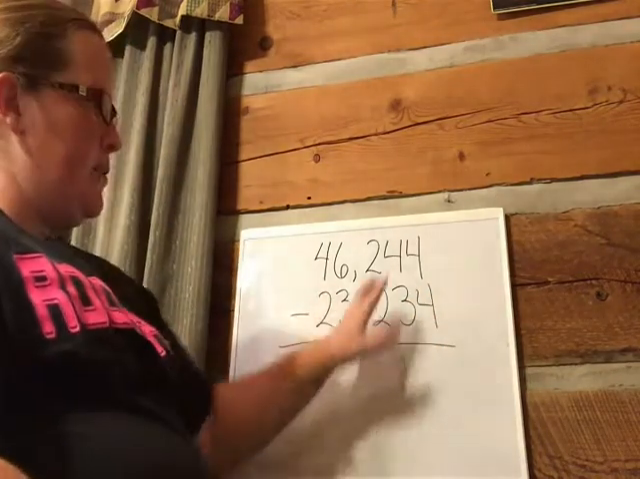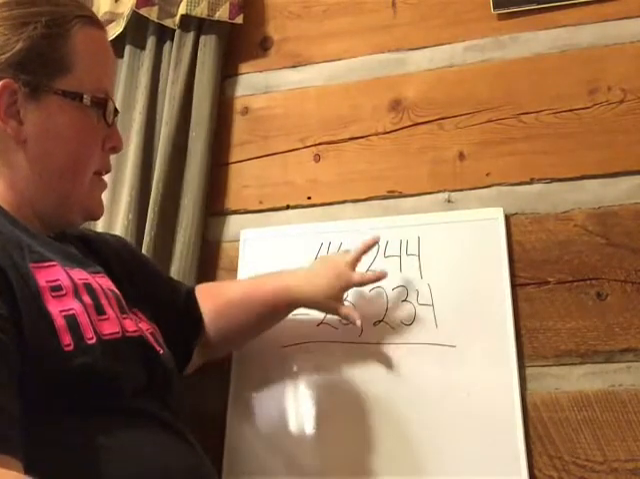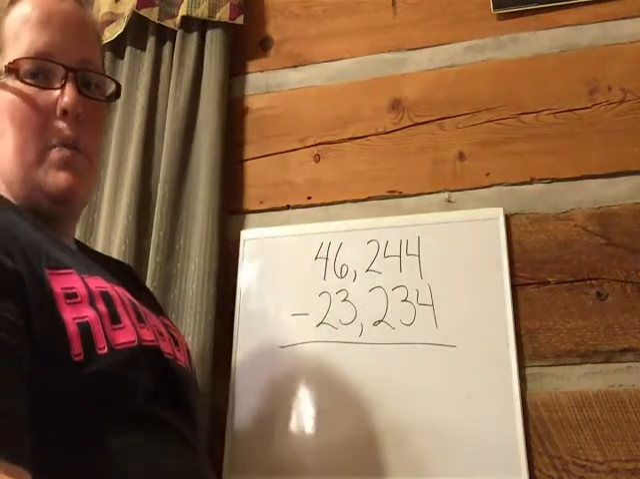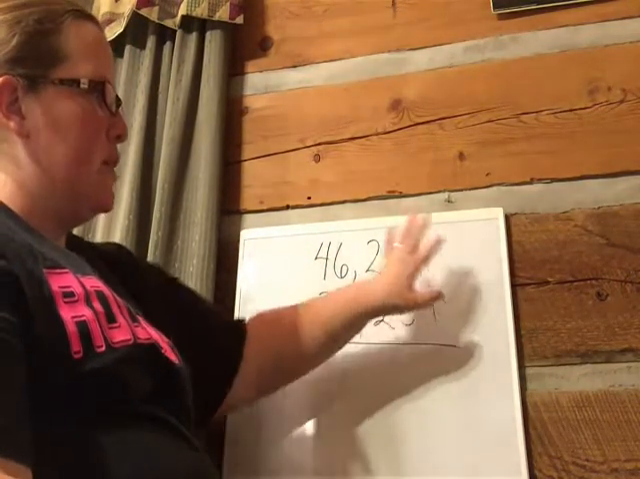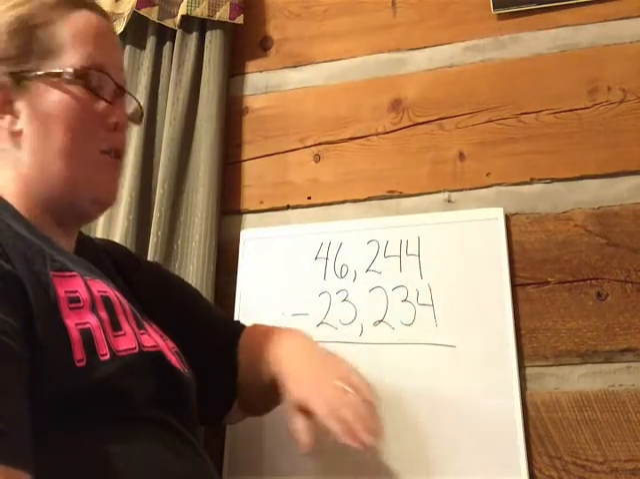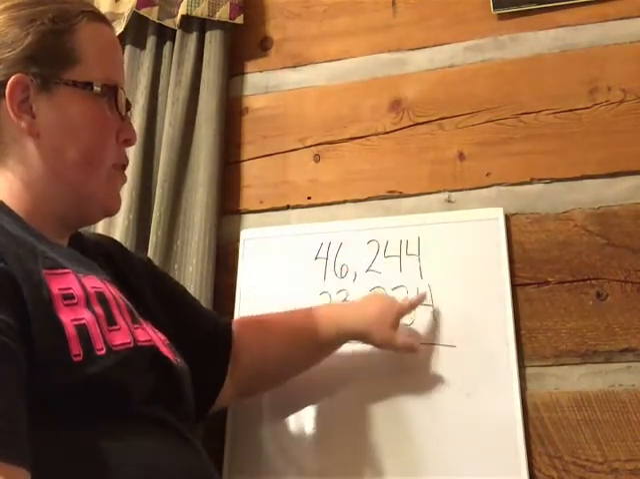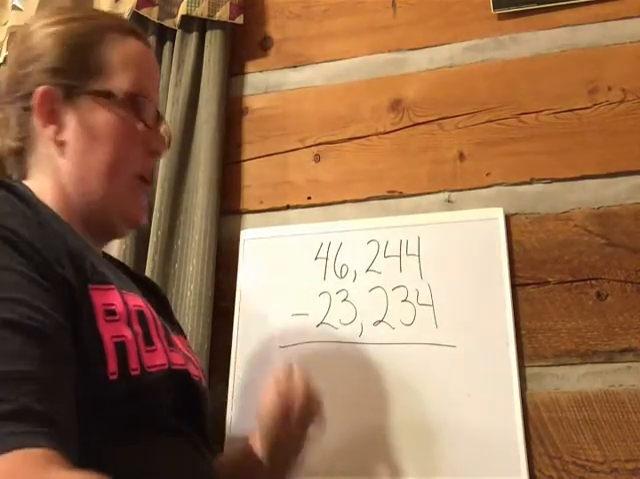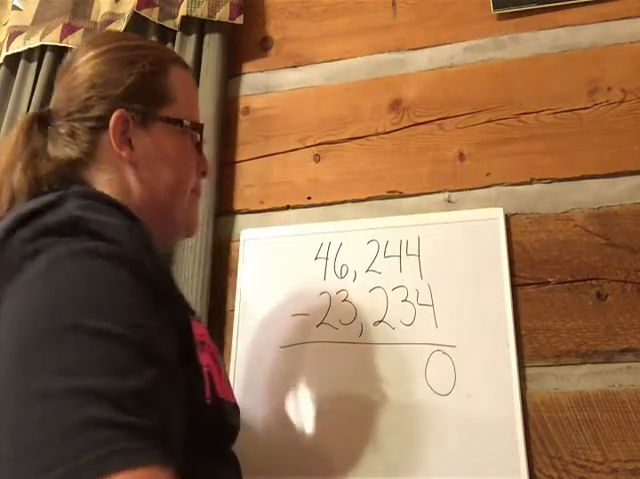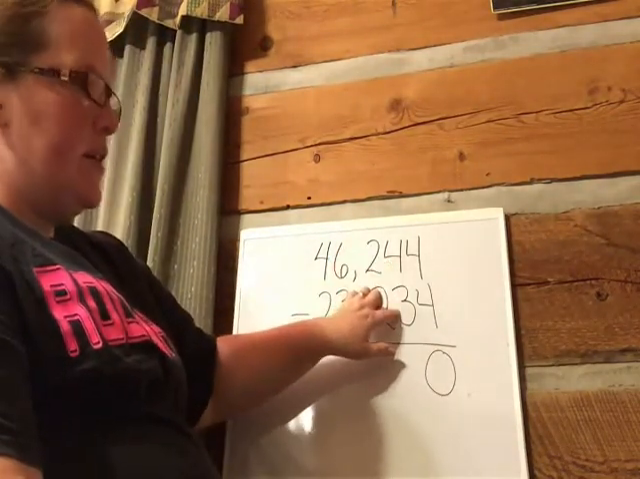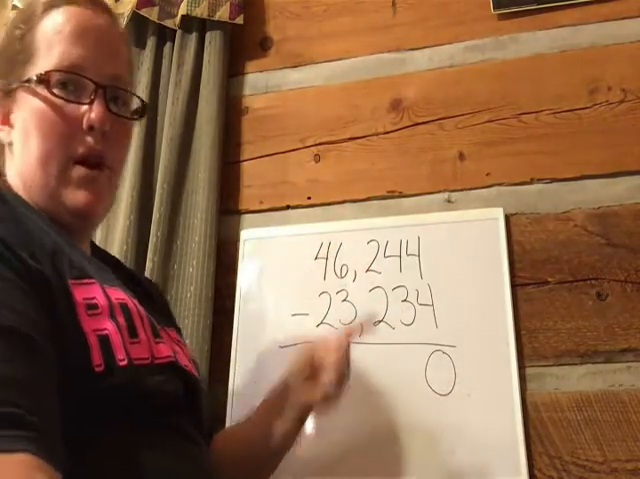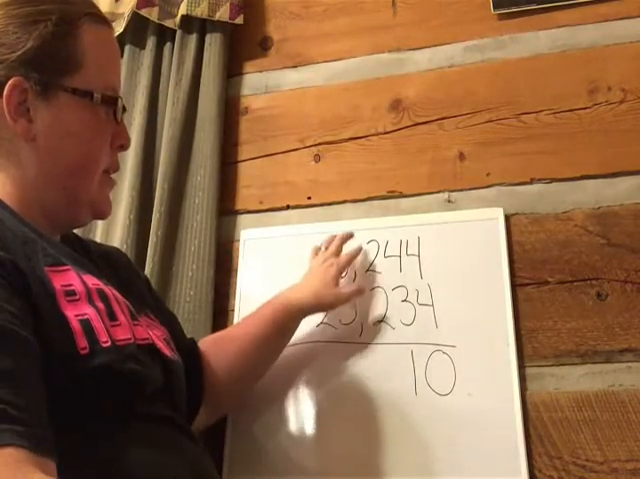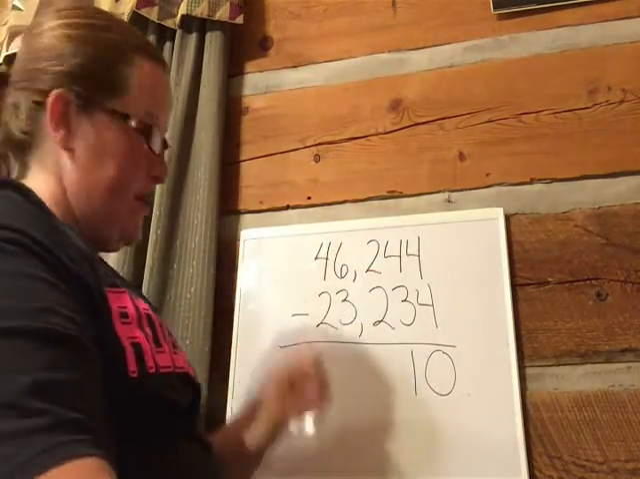Okay, so we lined up our numbers by place value. The ones are lined up, the tens are lined up, the hundreds are lined up, thousands are lined up, 10,000s are lined up. Now we're ready to start subtracting. We're going to start on this side with the smallest place value, the ones. We have 4 minus 4. If you have 4 and you take them all away, you're left with 0. So that'll be a big old 0 here. And you have 4 minus 3. You've got 1 left. You've got 2 minus 2. If you have 2, you take them both away, you're left with 0.